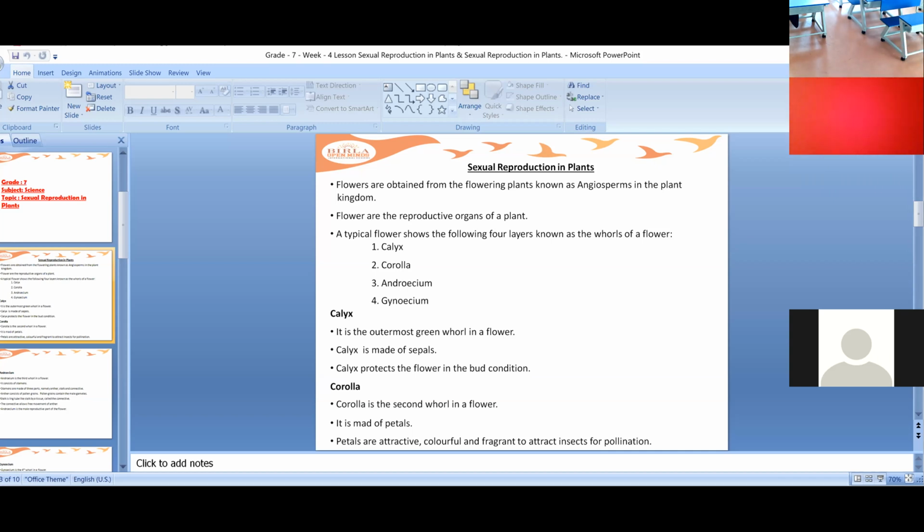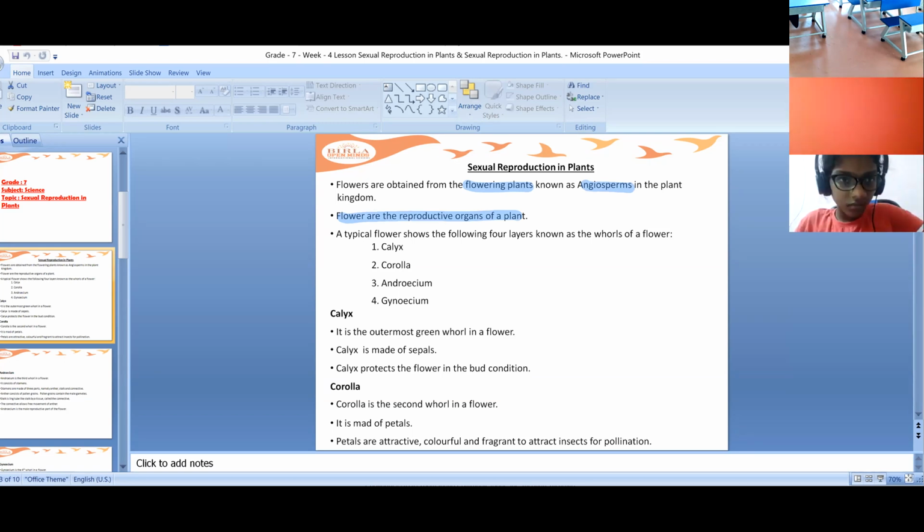So the flowering plants are known as angiosperms in the plant kingdom. So the flower is the reproductive organ of a plant. Flower is the reproductive organ of the plant. A typical flower will have four parts. The flower has four layers known as whorls of a flower. In this flower there are types of whorls like calyx, corolla.